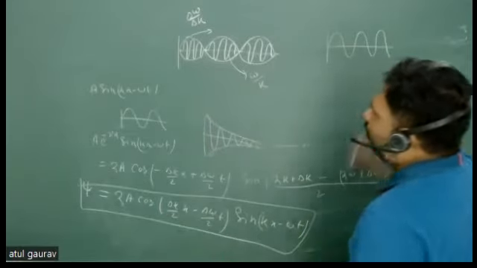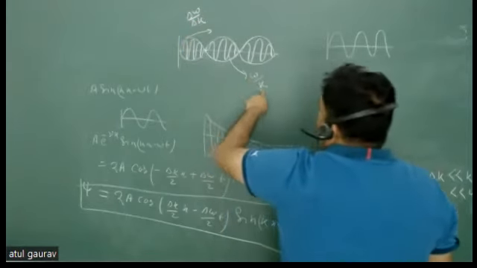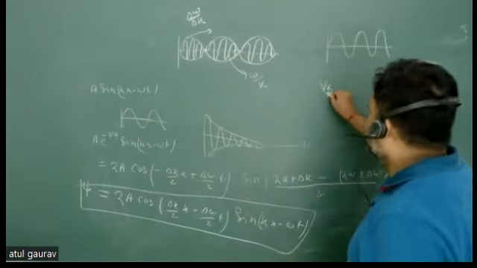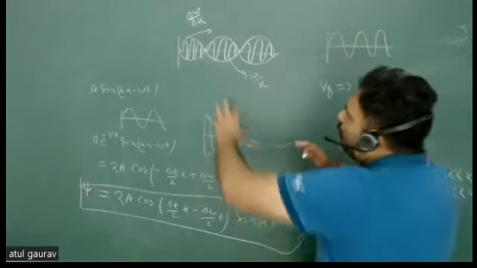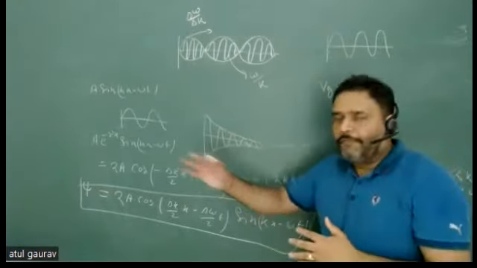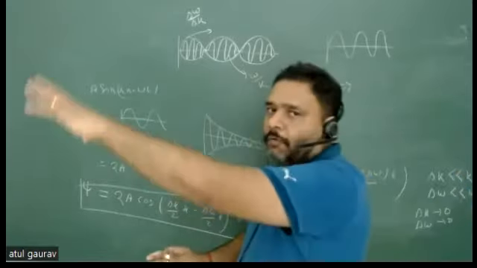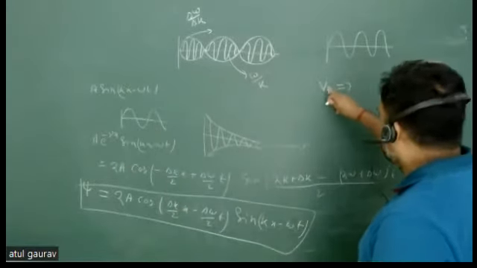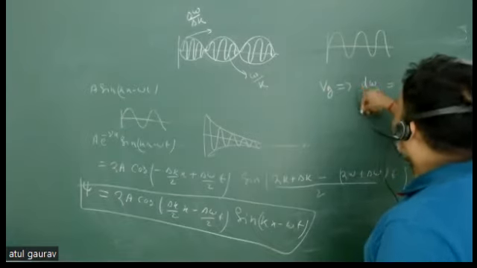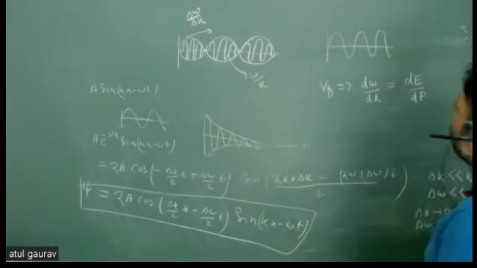The sinusoidal amplitude is just moving on. The best part is that this has velocity dω/dk and this has velocity ω/k. Here we are defining these two velocities: Vg is what we define as the group velocity. You can assume some group is moving. There are a lot of waves that we superimpose, and they make one particular group, and this group just moves. So Vg is dω/dk. Multiplying by ħ, we can write it in terms of energy as dE/dp. This is my group velocity.